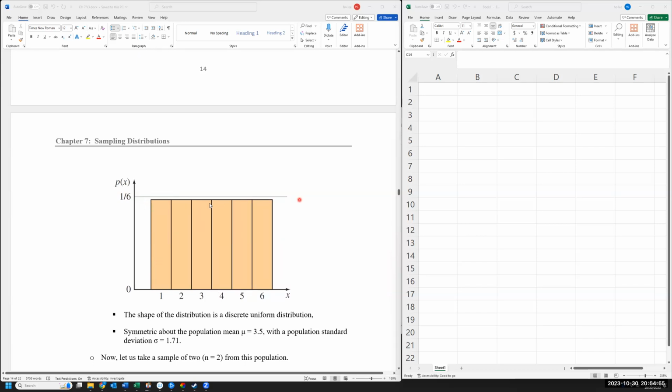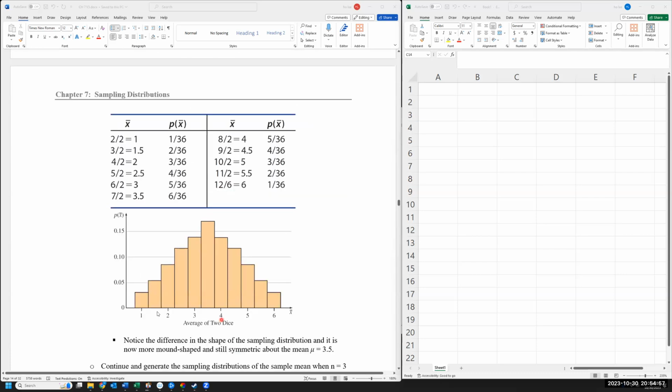It used to be a flat uniform shape. Now it's kind of like a pyramid shape. Here again, the average of these averages is 3.5. Mu is 3.5. The average of the average is 3.5.